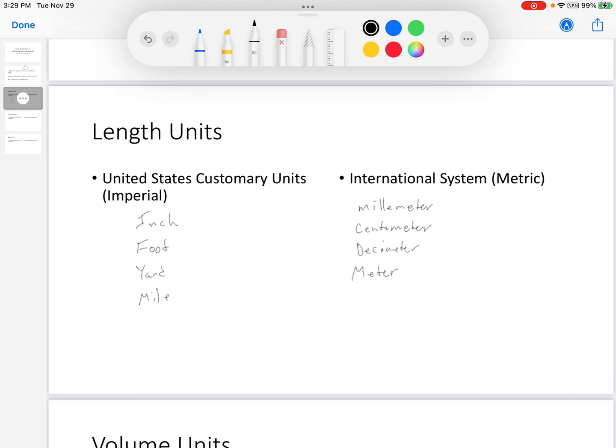Larger than a meter is a decameter. Larger than a decameter is a heptameter. And larger than a heptameter is a kilometer. Now, technically, you mostly don't hear of decimeters, decameters, and heptameters. You mostly hear about meters, kilometers, centimeters, and millimeters. The others exist, and they're easy to use, but they are not common.